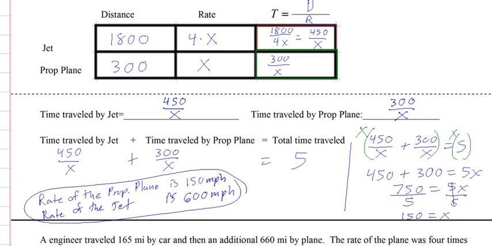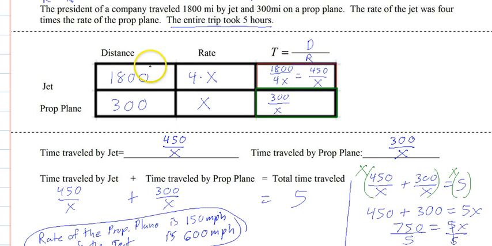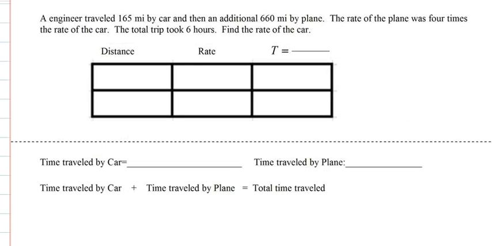So you notice the difference here is we're looking at times. So we take the distance and the rate, we divide it, and we add them up to make a total time. Let's take a look at another one.